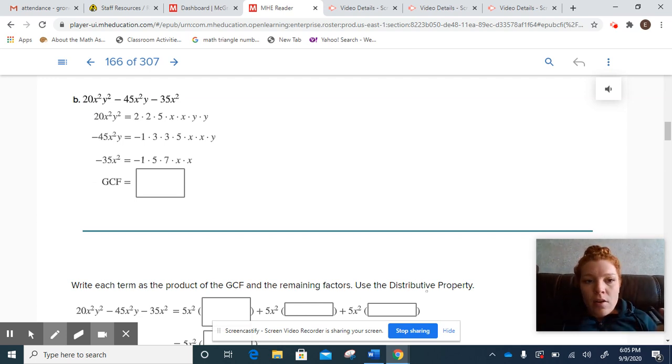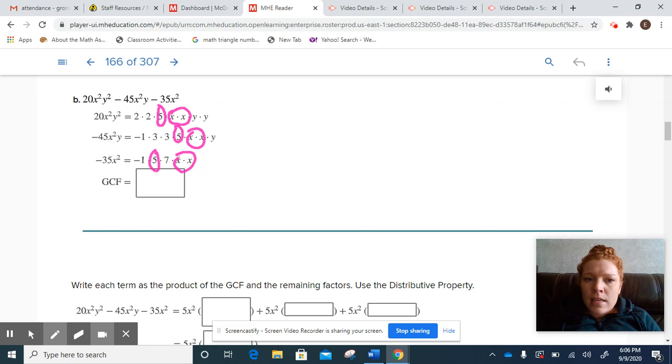And what's really nice is they already have the GCFs written out for you. You just have to pick what are the same pieces, and they have to be the same for all 3 terms, okay? If you notice that they don't have anything in common, technically they have a 1 in common because 1 can go into everything, okay? But this one does have something in common. So I am seeing a 5, 5, 5. I'm also seeing an X, X in both.